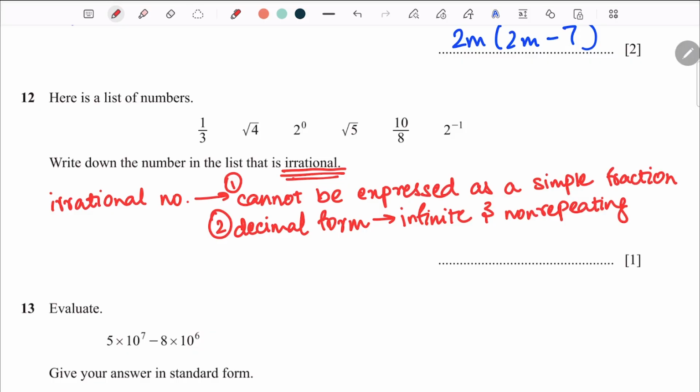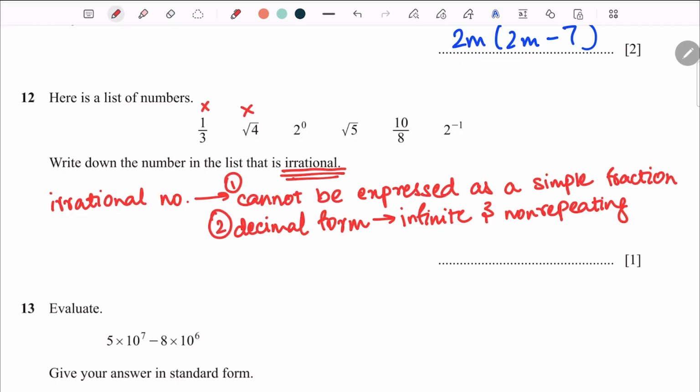So in this question, 1/3 is not an irrational number. Why? Because irrational numbers cannot be expressed as a simple fraction. This is a simple fraction, so it cannot be irrational. Then under root 4, 4 is a perfect square. So under root 4, when we simplify it, this will be equal to 2. 2 is a complete whole number, so it cannot be an irrational number. So we're going to cross out both these numbers.